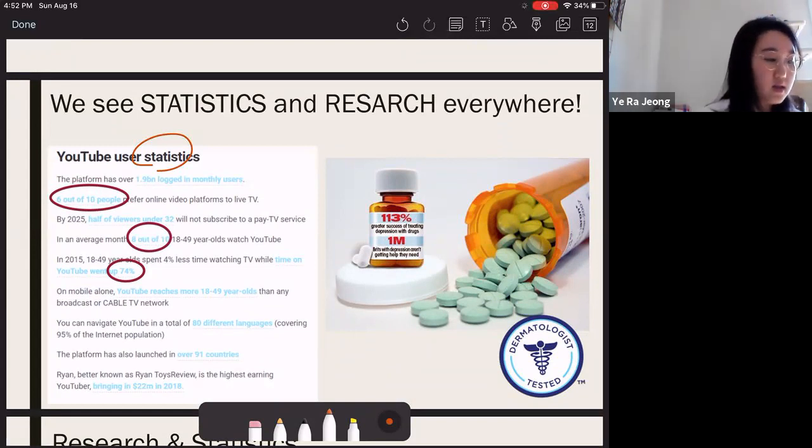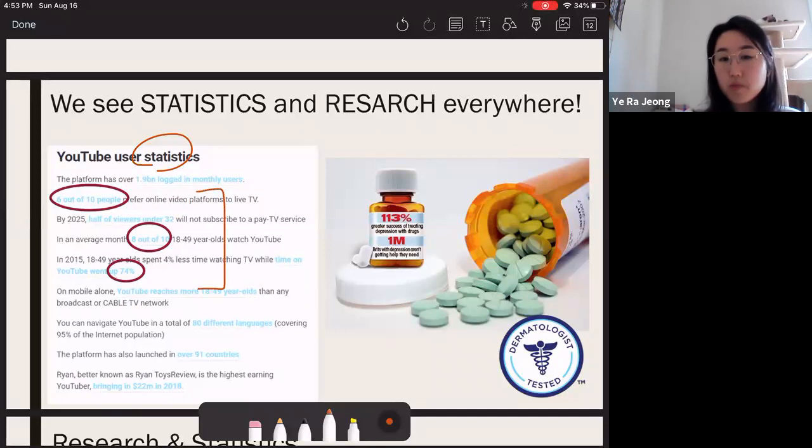And you can see in this example too, there are 6 out of 10 people who prefer online video platforms to live TV now. And there are 8 out of 10 people who watch YouTube. And there are 74% that do this. So all these are ways that people's patterns of behavior or trends get communicated in numbers.